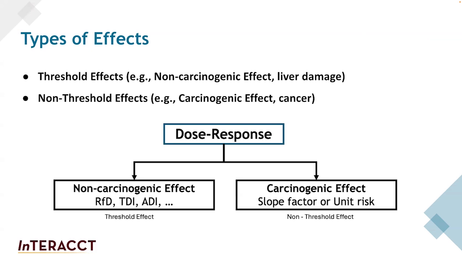On the other hand, non-threshold effects are typically associated with carcinogenic outcomes, like cancer. For these, we assume no level of exposure is completely safe, meaning even the smallest dose could carry some risk. So instead of using a safe threshold, we use values like slope factor or unit risk to estimate the probability of developing cancer from a given exposure.